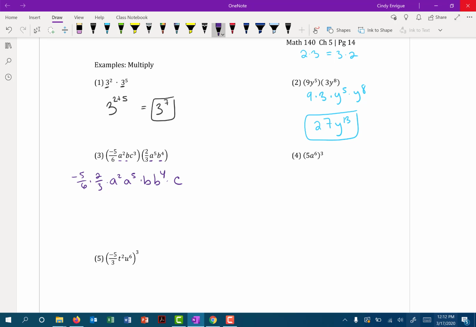So when I multiply my coefficients together, and go ahead and use your calculator if you need to, I'm going to have my fraction of negative 5/6 being multiplied by my fraction of 2/3, and I get a negative 5/9 since that's nice and reduced. So I have a negative 5/9. I have an a, and 2 and 5, if I add them together, it's going to give me 7. And I have b to the 5th power, and I have c. So now I have negative 5/9, a to the 7th, b to the 5th, and c to the 1st power.